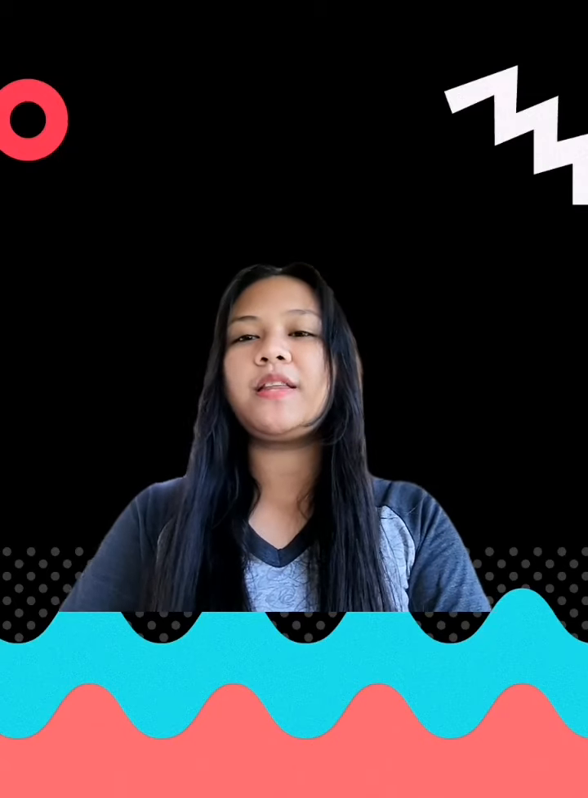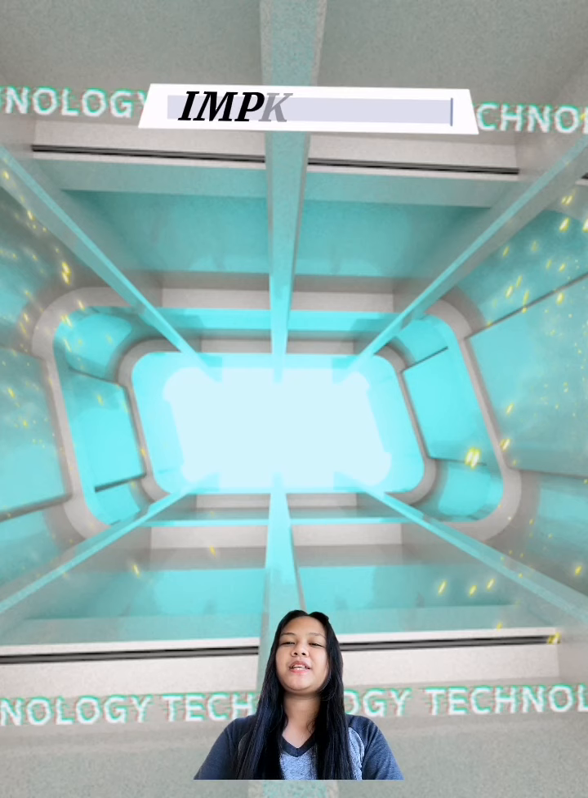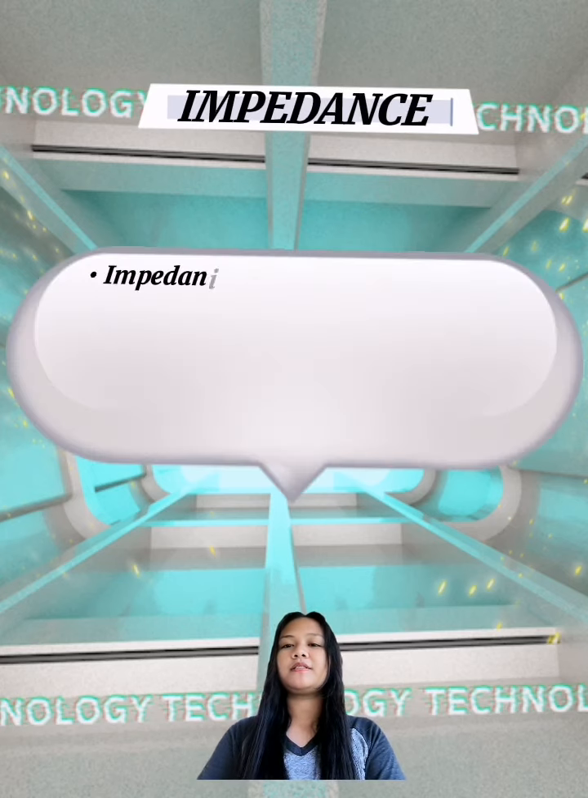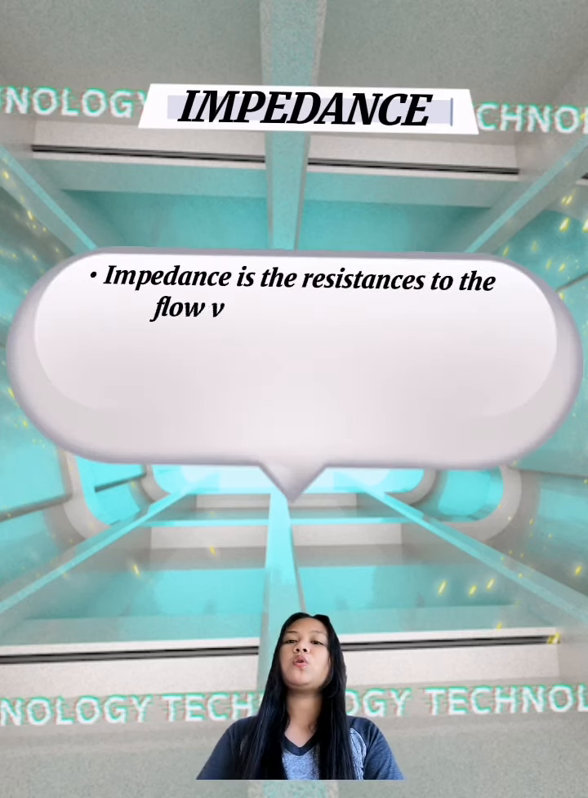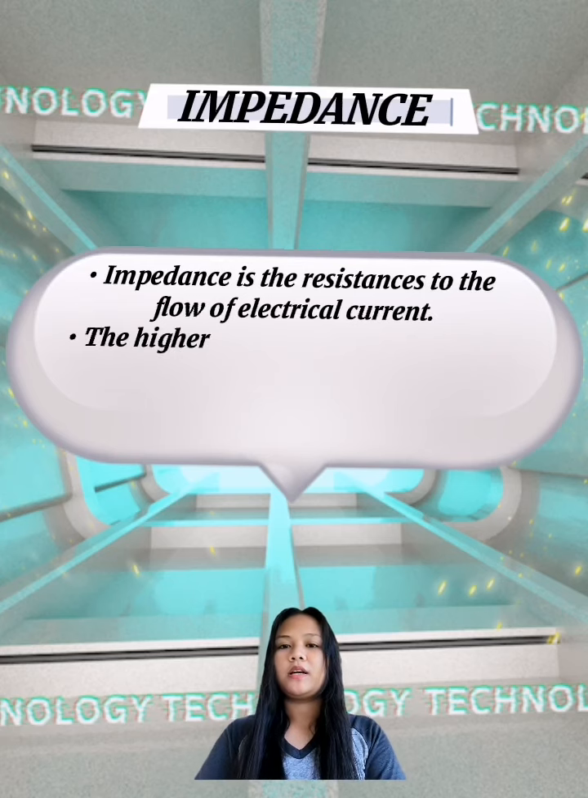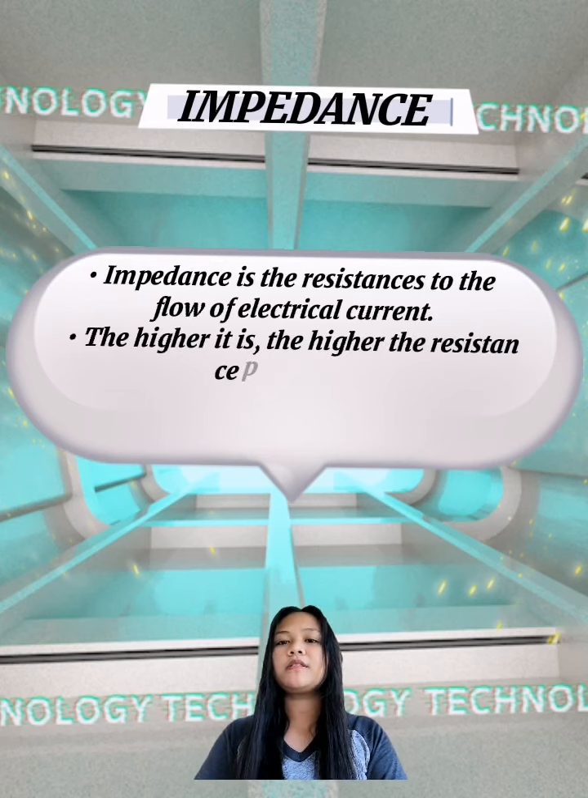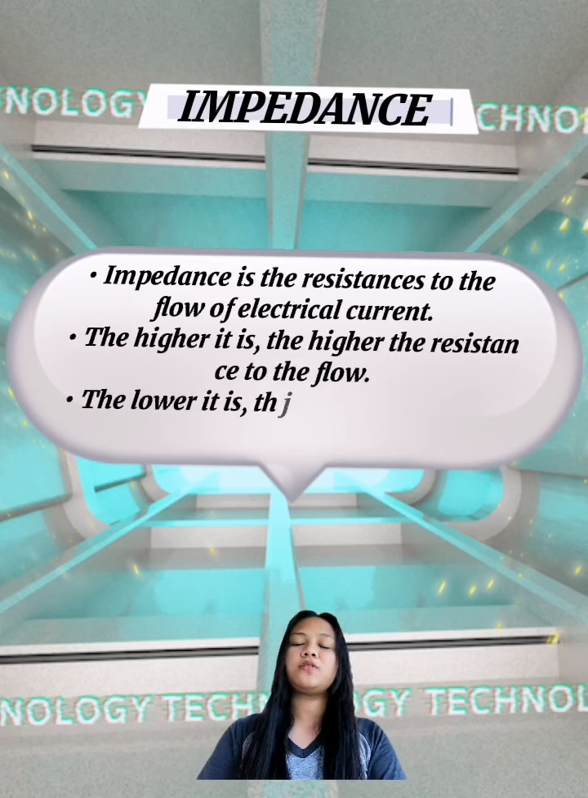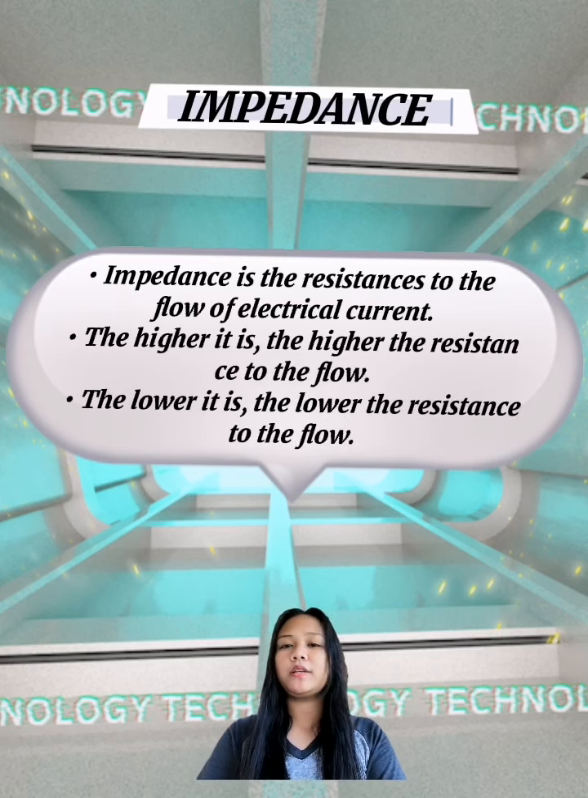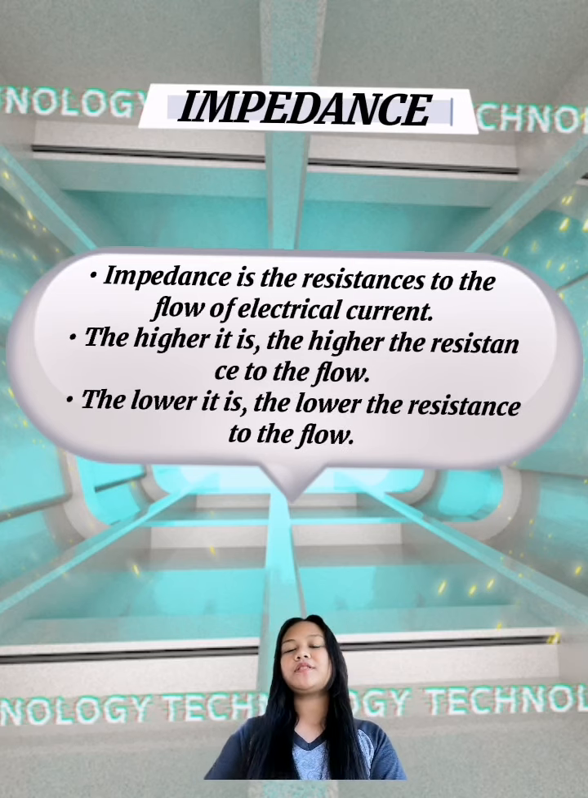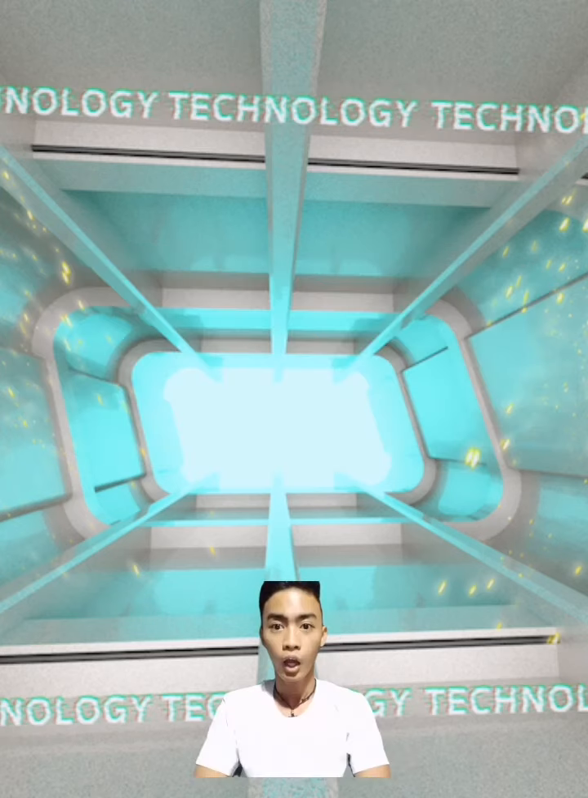Let's proceed to the impedance. Impedance is the resistance to the flow of electrical current. The higher it is, the higher the resistance to the flow. The lower it is, the lower the resistance to the flow.